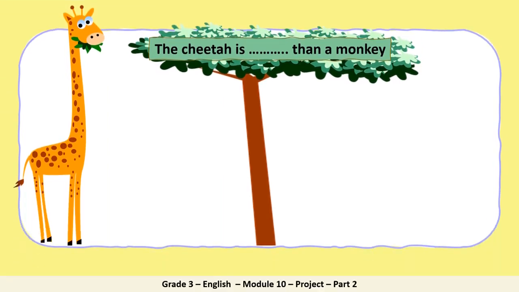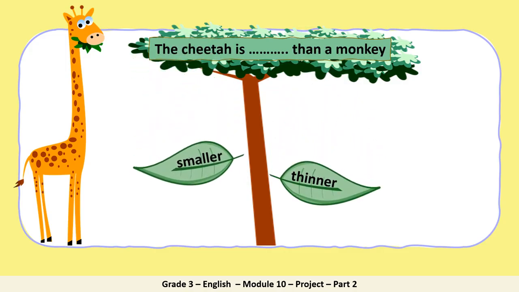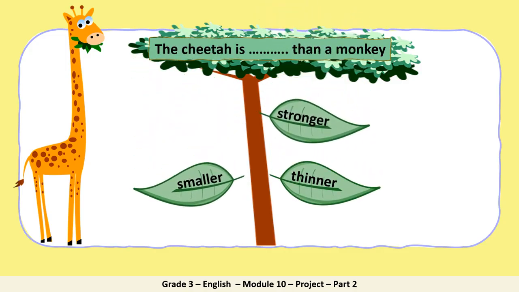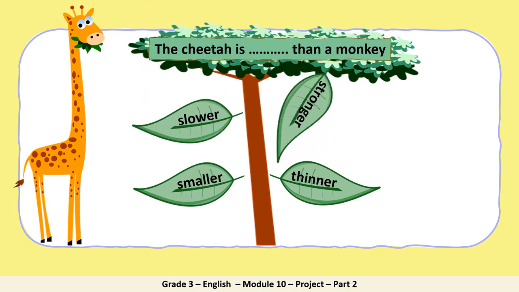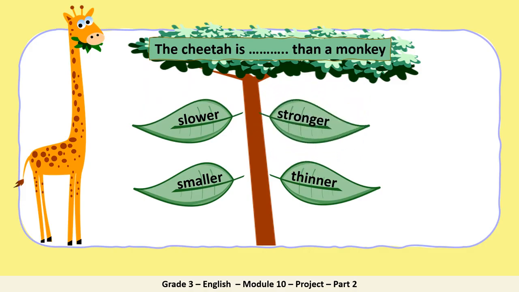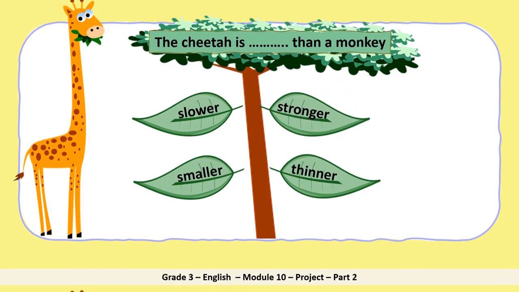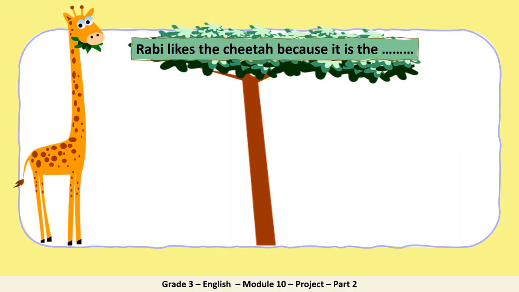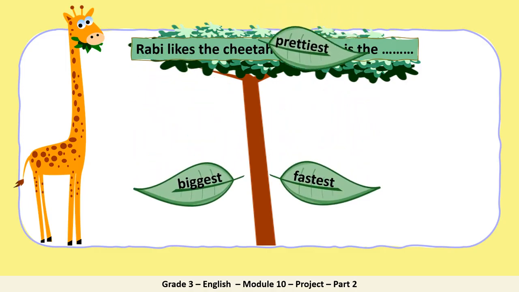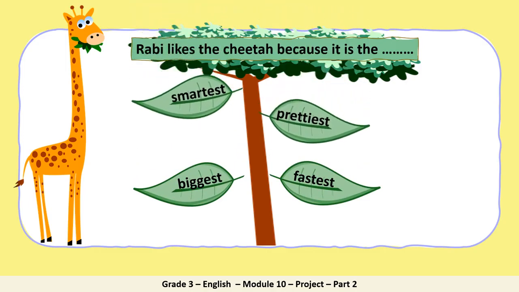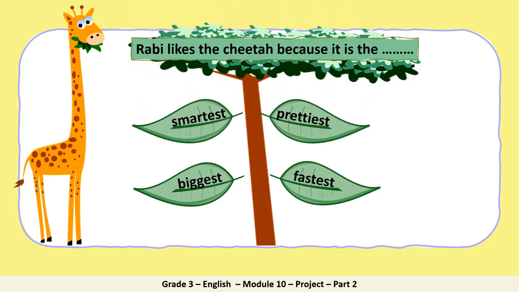The cheetah is than a monkey. Is it thinner? Is it smaller? Is it stronger or is it slower? Well done, the cheetah is stronger than a monkey. Rabia likes the cheetah because it is the fastest, the biggest, the prettiest, or the smartest. Excellent. He likes it because it is the fastest.